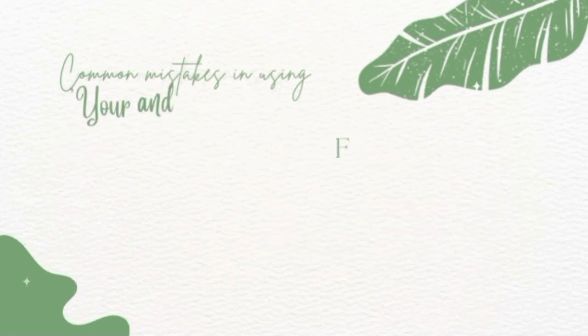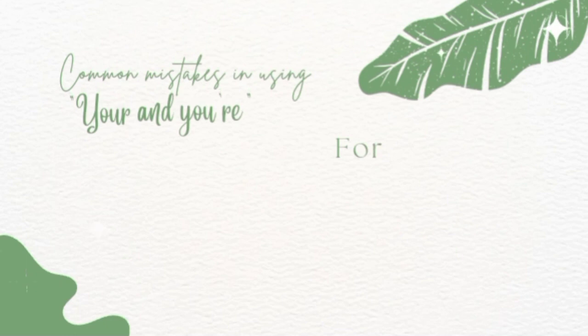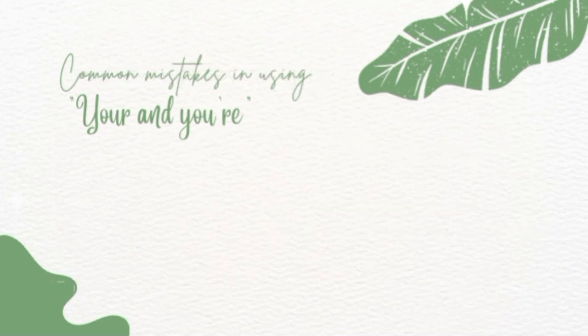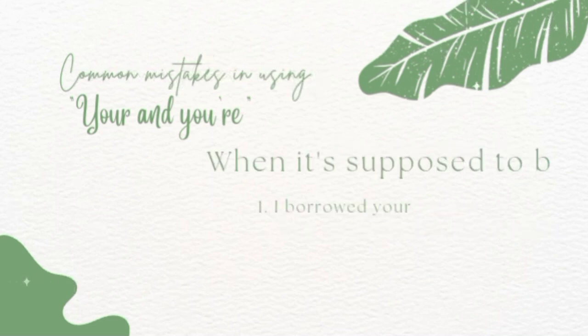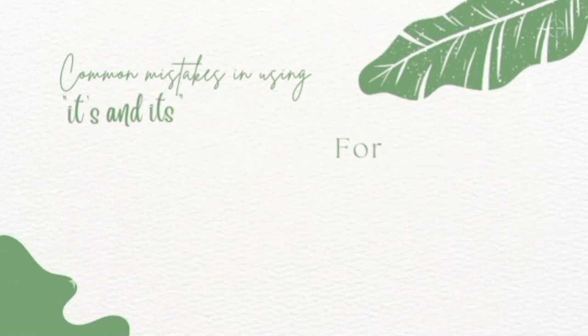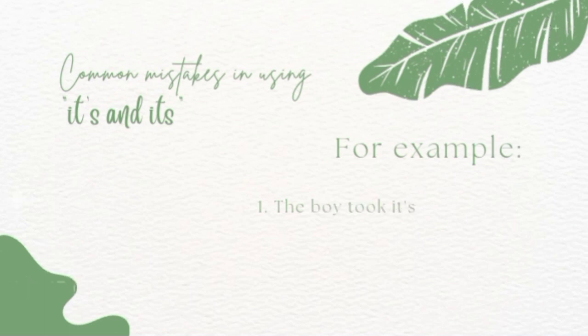Next common mistake is using your and you're. For example, I borrowed your book. You're really good at playing chess. These are the correct sentences: I borrowed your book. You're really good at playing chess. It is because you're is a contraction of you are, while your is a possessive pronoun that describes ownership of an item.